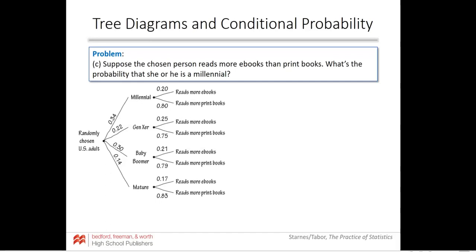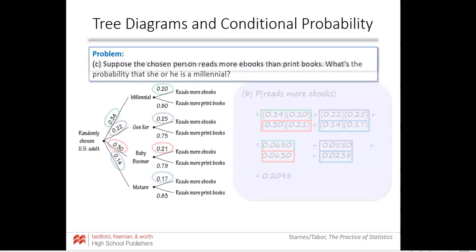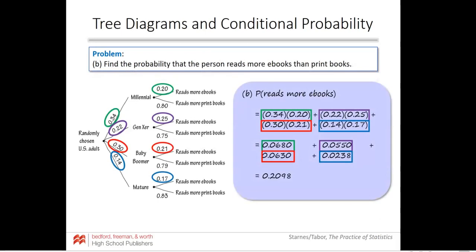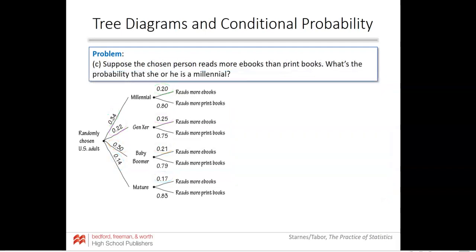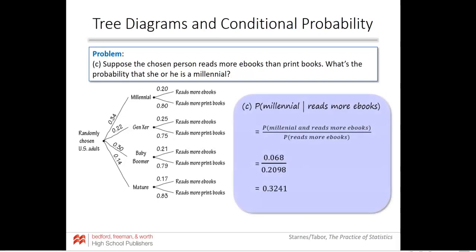Suppose the chosen person reads more ebooks than print books. What's the probability that he or she is a millennial? So we know that 20.98% prefer ebooks. So we already have half this answer, right? Our denominator is going to be 20.98% or 0.2098. Now we need to find out what proportion of those are millennials. We already figured that out when we did the 0.34 times 0.2, which was 0.068. So that's our numerator there. And you get 32.41%.